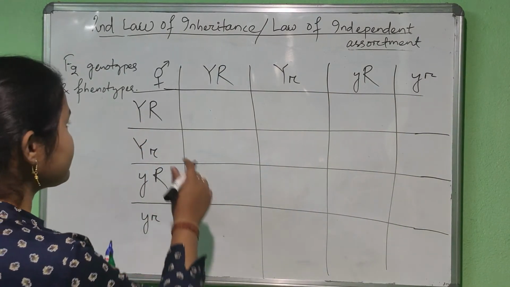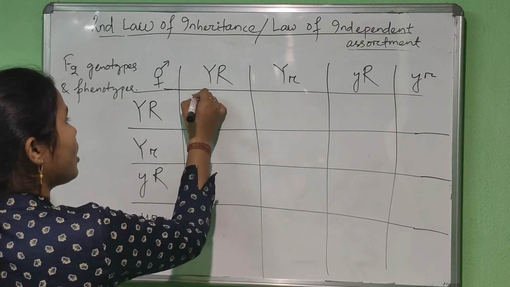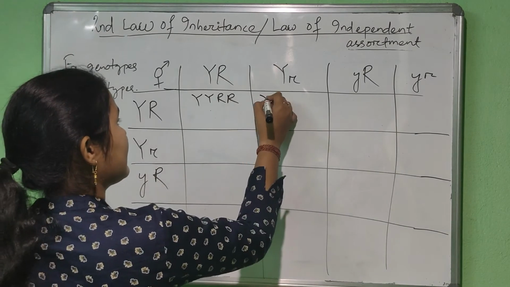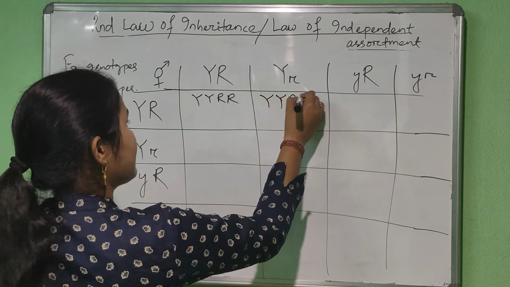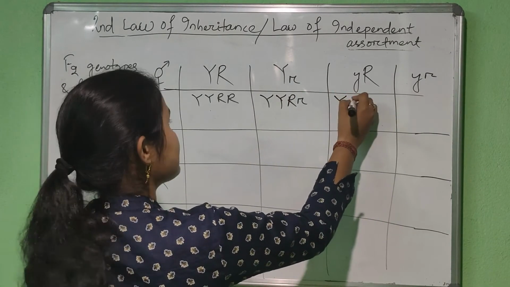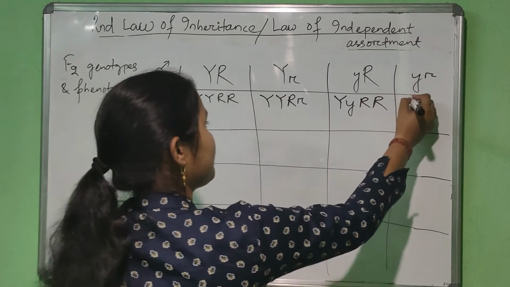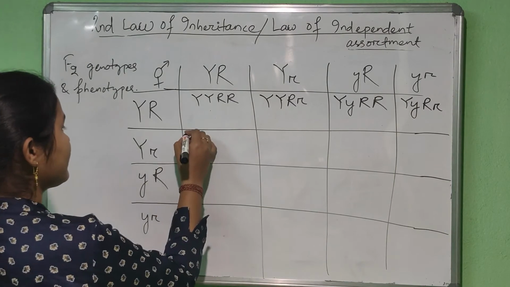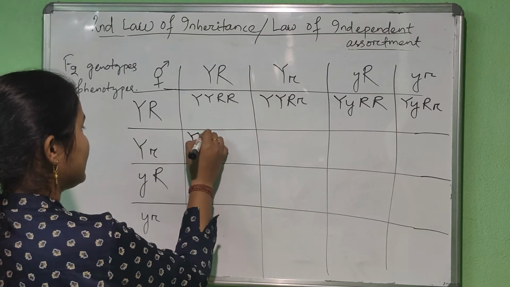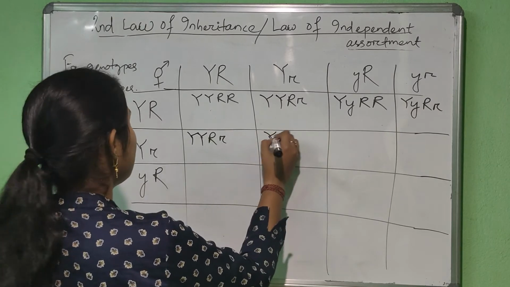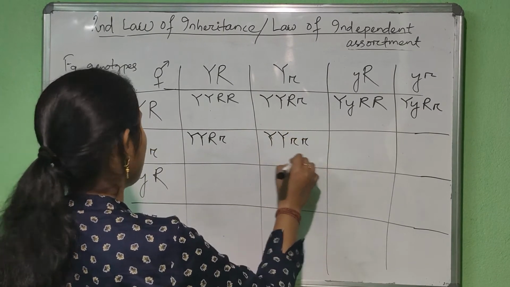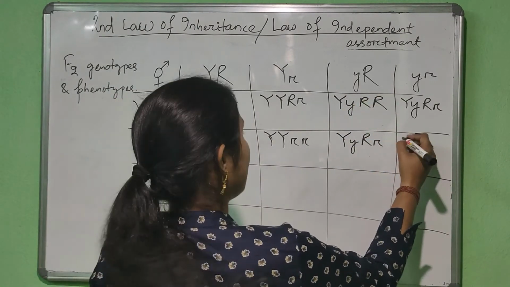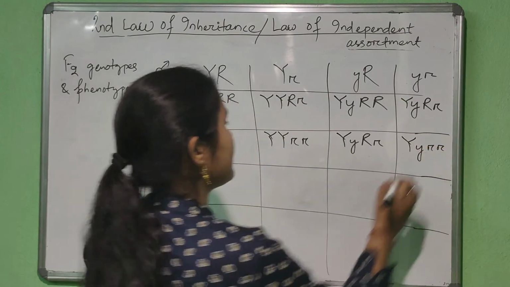Okay, clear? So by crossing these two, we will get capital Y, capital Y, capital R, capital R. Then capital Y, capital Y, capital R, small r, right? Then capital Y, small y, capital R, capital R. Then capital Y, small y, capital R, small r. Clear? Now here we will get capital Y, capital Y, capital R, small r. Then capital Y, capital Y, small r, small r. Then capital Y, small y, capital R, small r. Then capital Y, small y, small r, small r.